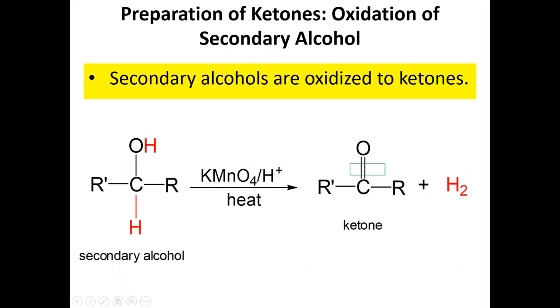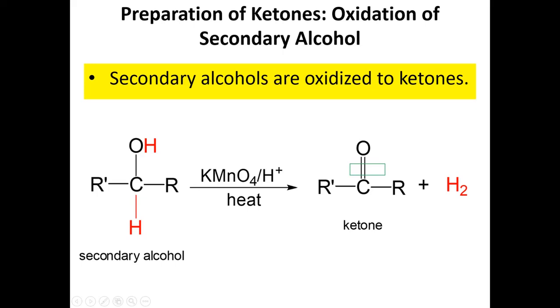And for the oxidation of secondary alcohols, they are oxidized to ketone. So here you have a secondary alcohol. This carbon is attached to one carbon at the left and one carbon at the right. So this carbon is categorized as a secondary carbon. A hydroxyl group attached to a secondary carbon is called a secondary alcohol.